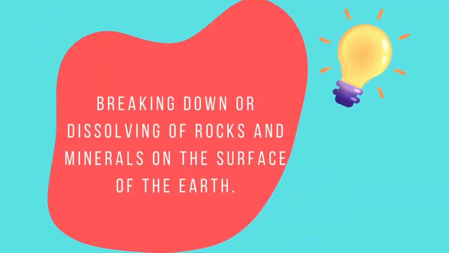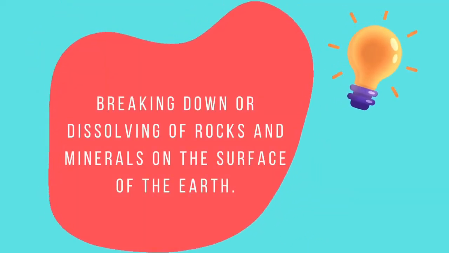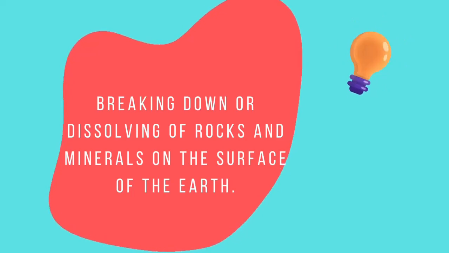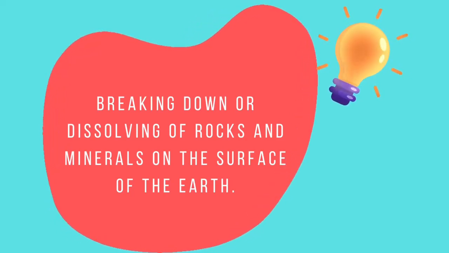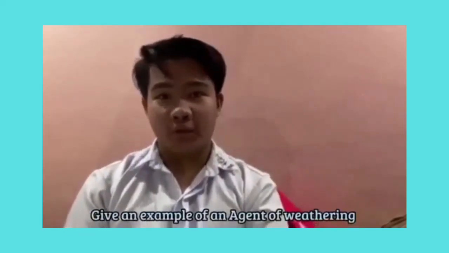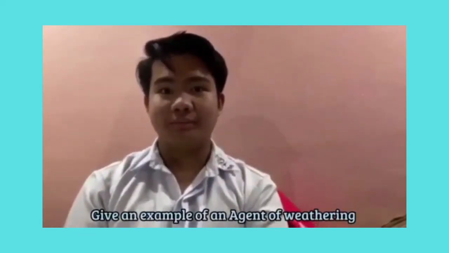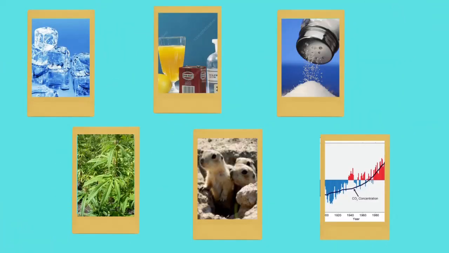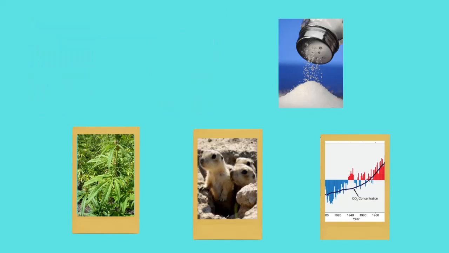To give you an overview, weathering describes the breaking down or dissolving of rocks and minerals on the surface of the earth. Can anyone here give an example of an agent of weathering? If someone answers water, good job, because you are correct. Water is one good example of a weathering agent. Other weathering agents are ice, acids, salt, plants, animals, and changes in temperature.